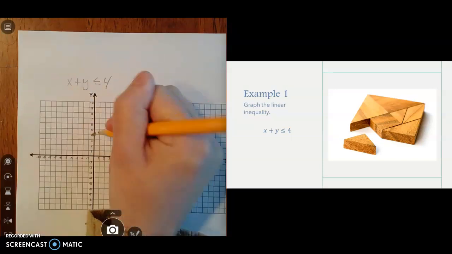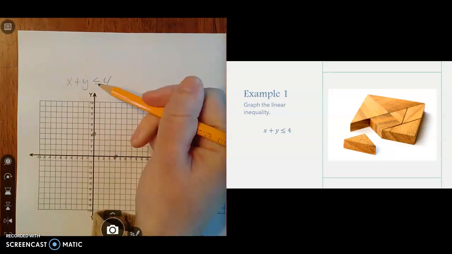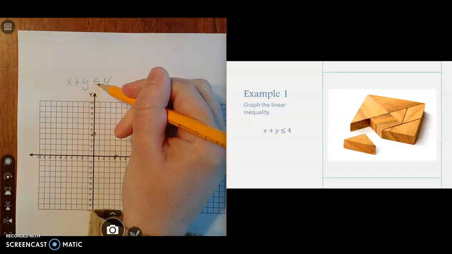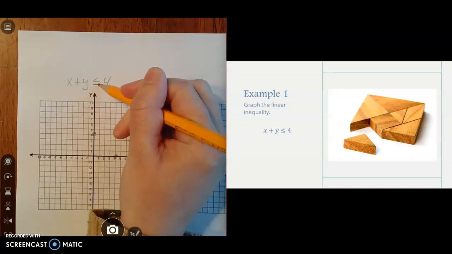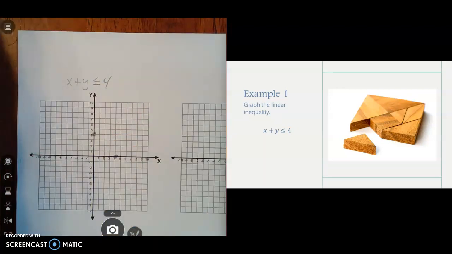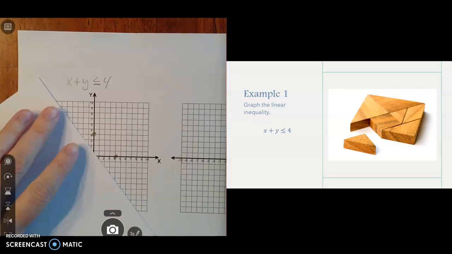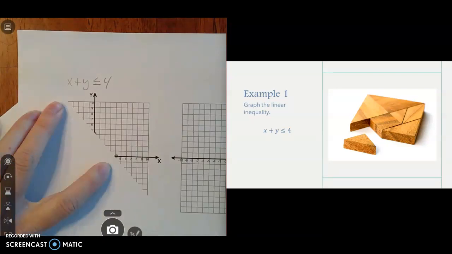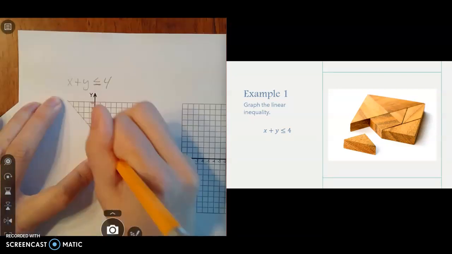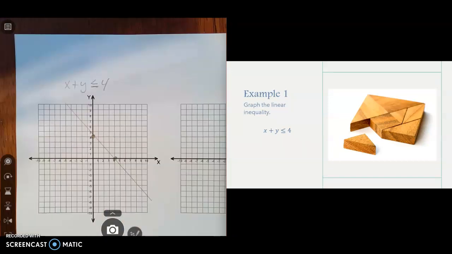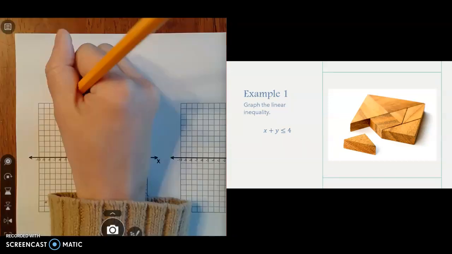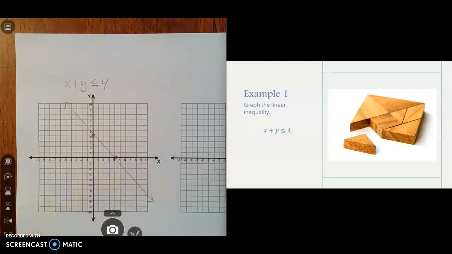Okay. When I connect my dots, let's see here. Am I going to use a solid line or a dashed line? Well, it's or equal to, so that means that we will use a solid line when we're connecting those dots. I'm just going to take a blank piece of paper so I make a nice straight line. Here we go. And it is solid. And I'll have arrows to indicate that it goes forever in both directions.